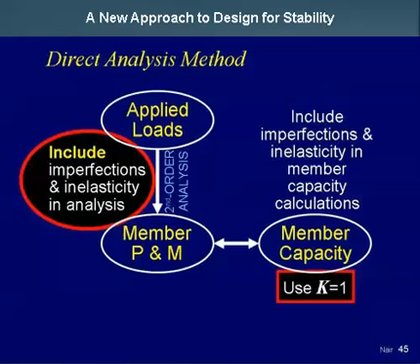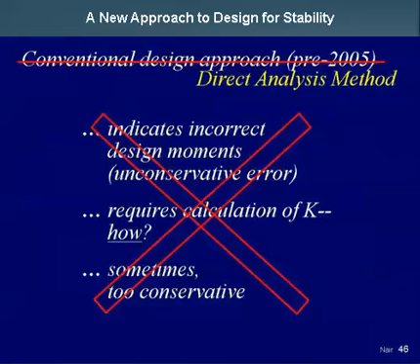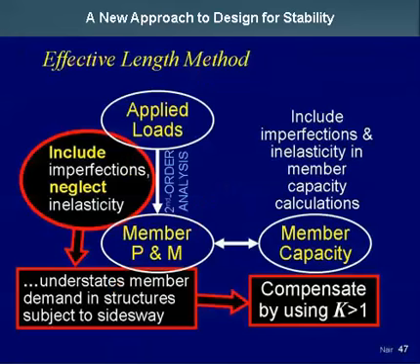First, let's look at direct analysis method, where we include imperfections and inelasticity and use K equals 1. Well, that eliminates all of these problems. The incorrect moment goes away because now we're going to get correct moments. Calculation of K, well, we don't have to do it, and this conservatism goes away too.